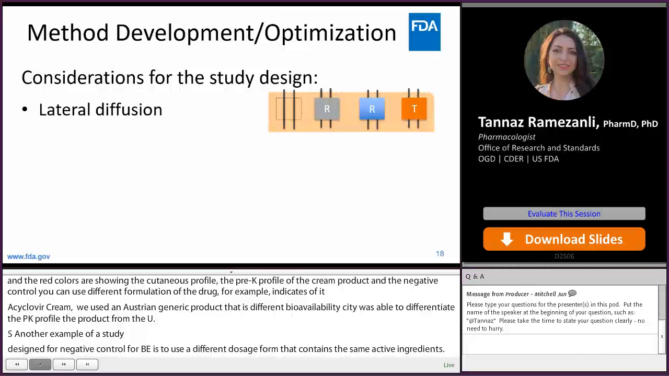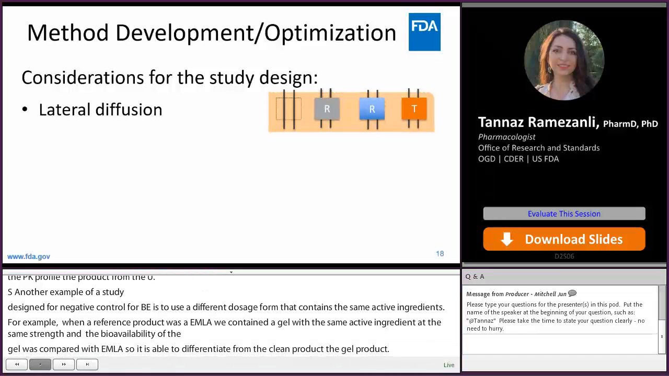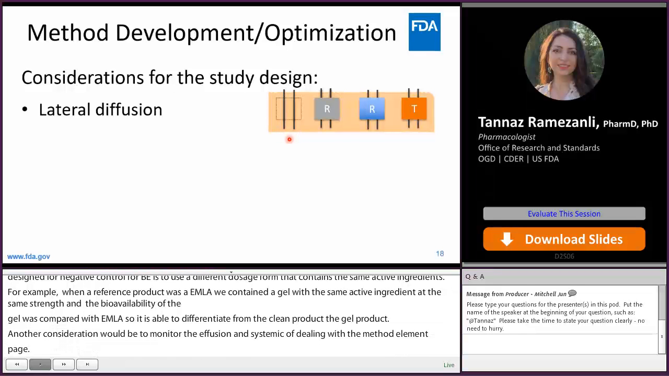Another consideration would be to monitor the lateral diffusion and systemic crosstalk during the method development phase. So in order to study lateral diffusion, an untreated or undosed site can be located next to one of the application sites, and the samples can be collected from DMD or DOFM probes to evaluate whether we can detect any drug that, for example, is released from this formulation, absorbed in the skin, and diffused laterally, so that we can pick up by these probes.